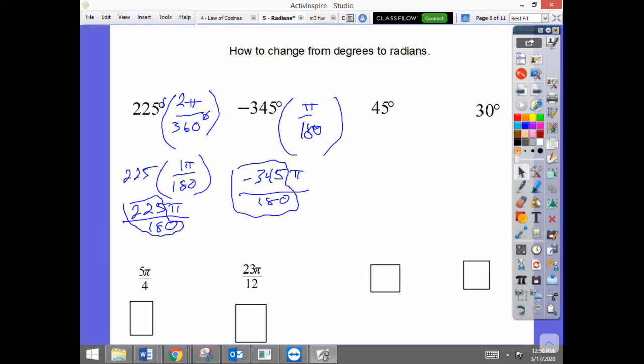I'm going to let you guys do those other two. If you need to pause the video for a moment, figure out those other two, see what you can do. Hopefully you paused the video. Here's the answers for those. See if you can get those answers.